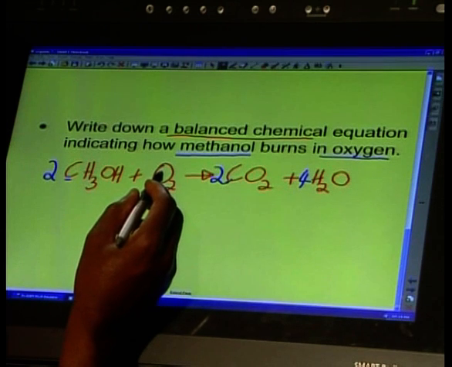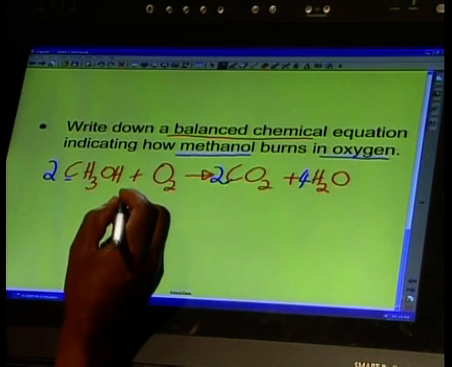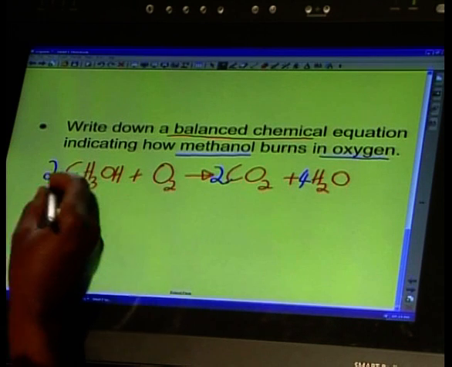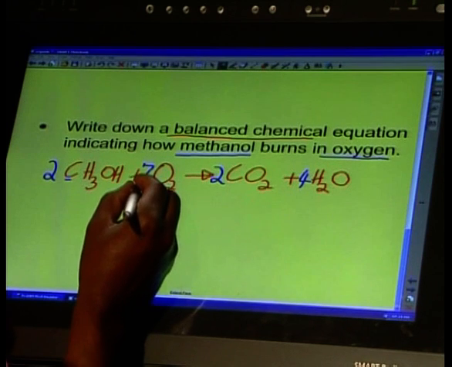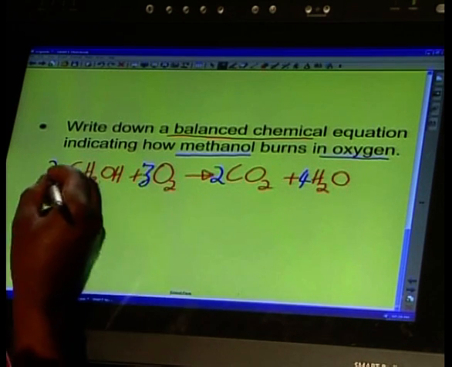Plus 2 gives us 4. So for us to make it 8, what are we going to do? If we have a 2 here, this must have a 3, so that we've got 3 times 2, 6, plus 2, it's 8. So in that way, our chemical equation is balanced.